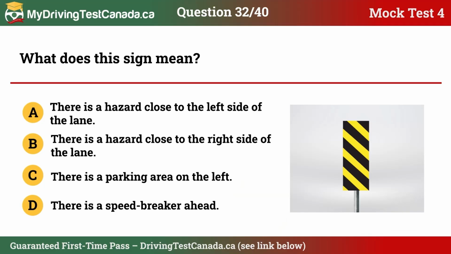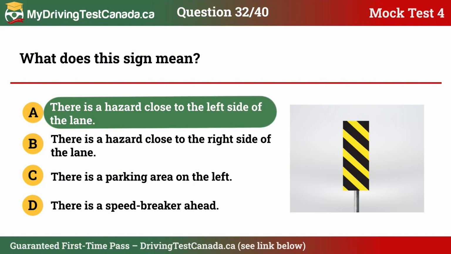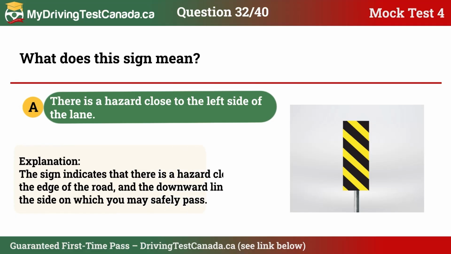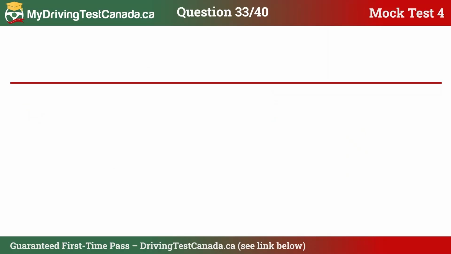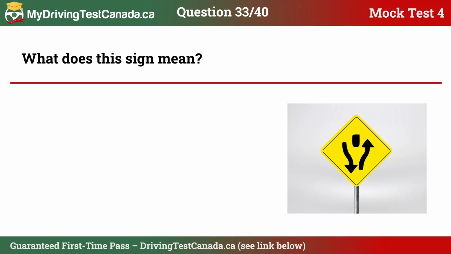The correct answer is A. There is a hazard close to the left side of the lane. Explanation. The sign indicates that there is a hazard close to the edge of the road, and the downward lines show the side on which you may safely pass. Question 33. What does this sign mean?